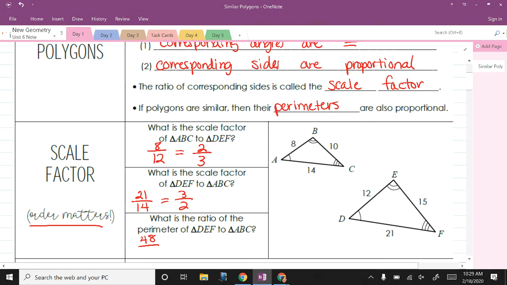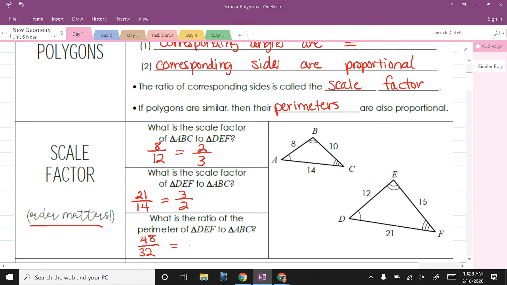Over 8 plus 10 plus 14 is how much? 32. And you can simplify that. If you want to, you can do math enter to simplify, can't you? Y'all know how to do that with a calculator? 48 divided by 32, math enter. Or they're both divisible by 16.